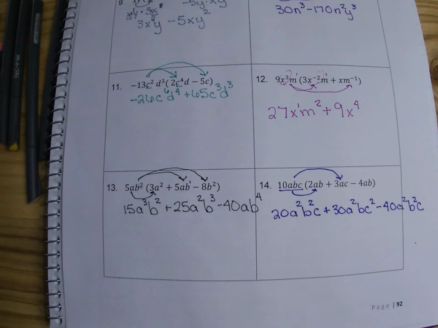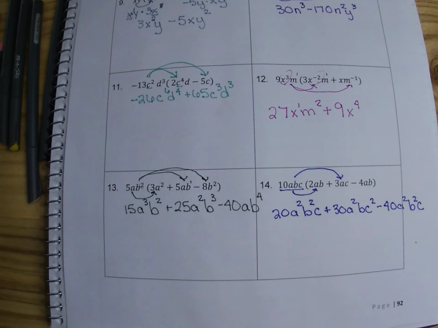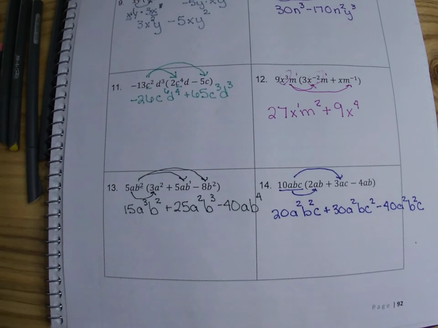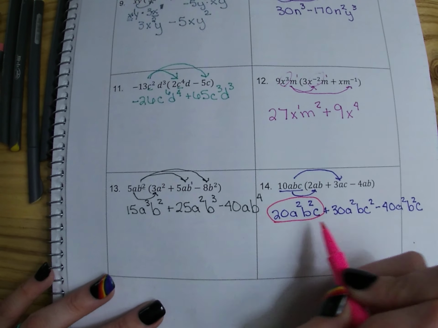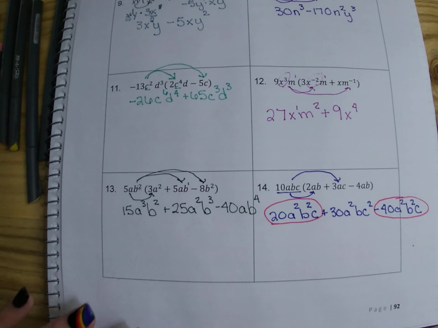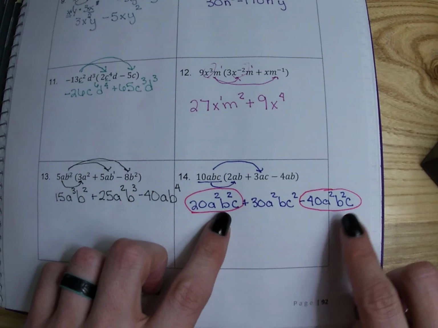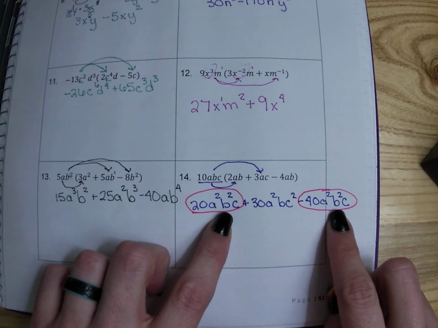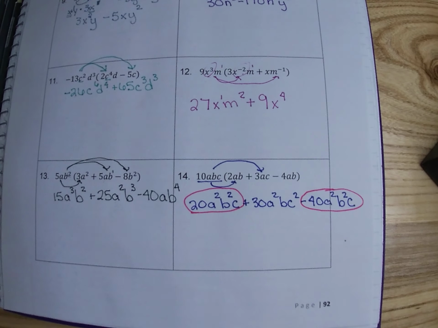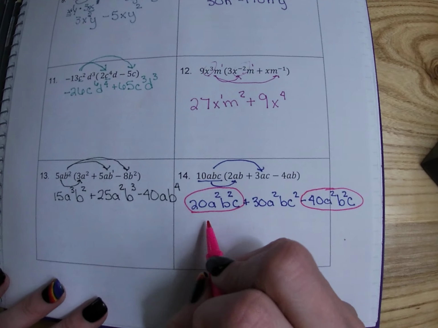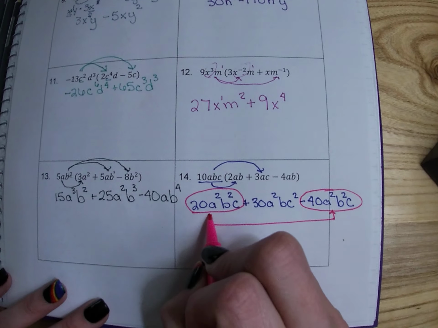Now, if we look at this problem, we do have one unique thing happening. Once we have this distributed, we do have 2 exact like terms happening, right? Right here and right here. These match in every way, shape, or form when we look at the letters, right? The a is an a squared. It is over here too. The b is a b squared. The c is a c. So when those match up perfectly, when those match up exactly, those are like terms that we can combine.